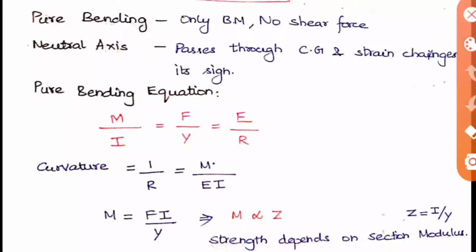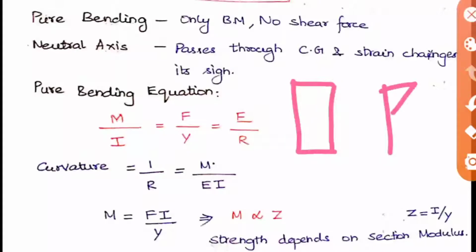And then the neutral axis. The neutral axis is nothing but the axis that passes through the center of gravity, where the strain changes its sign. If you are taking a rectangular beam like this, the strain will be like this. So this point is what is called the neutral axis.